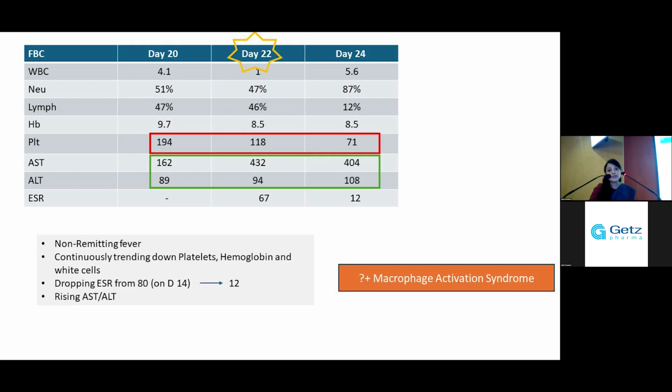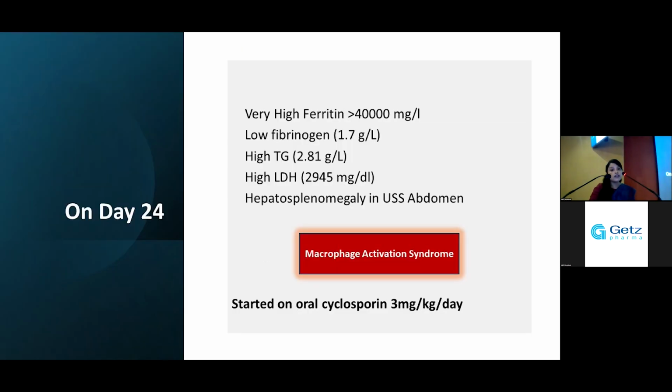So considering these facts, we had the doubt whether this patient was leading to macrophage activation syndrome at the point of the referral. Therefore, we ordered serum ferritin, LDH, and triglyceride. And on day 24, 2 days later, the investigations arrived and the ferritin level was more than 40,000 with a low fibrinogen level and high triglyceride levels. And the repeat ultrasound scan confirmed hepatosplenomegaly. Therefore, we safely arrived at the diagnosis of macrophage activation syndrome and started oral cyclosporine on day 24.